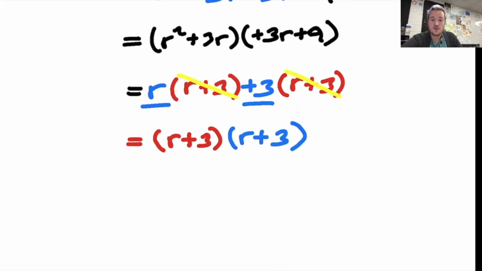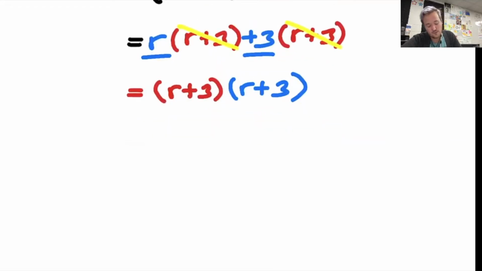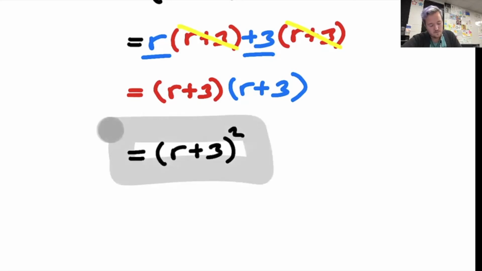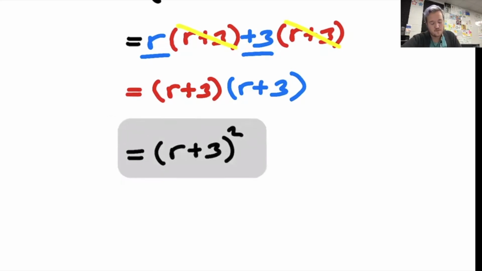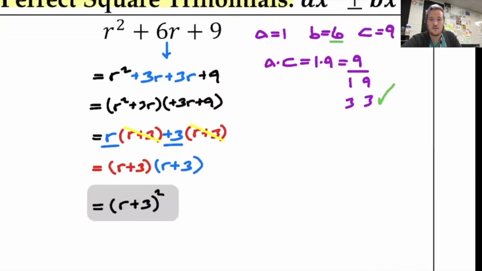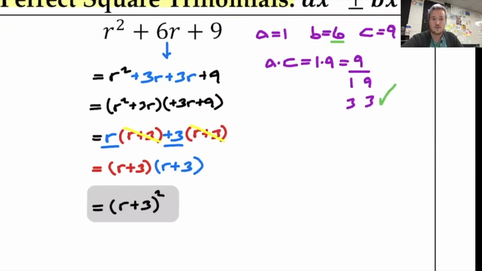All right, so notice how they're the exact same binomial. So I can rewrite it as r plus 3 squared. So that would be our final answer. There we go. All right, so this is an example of a perfect square trinomial.